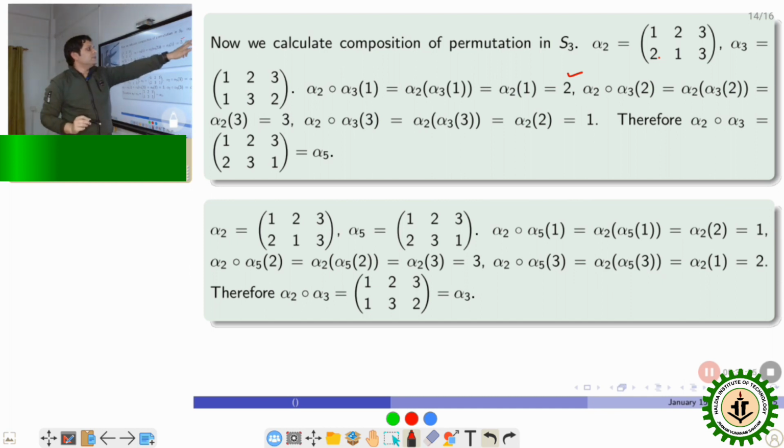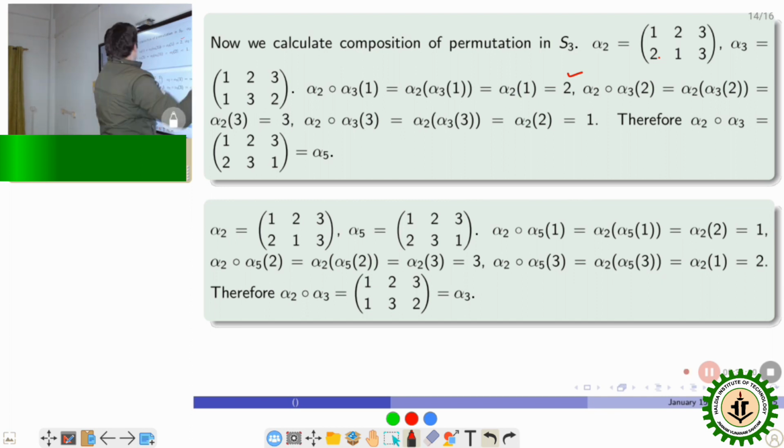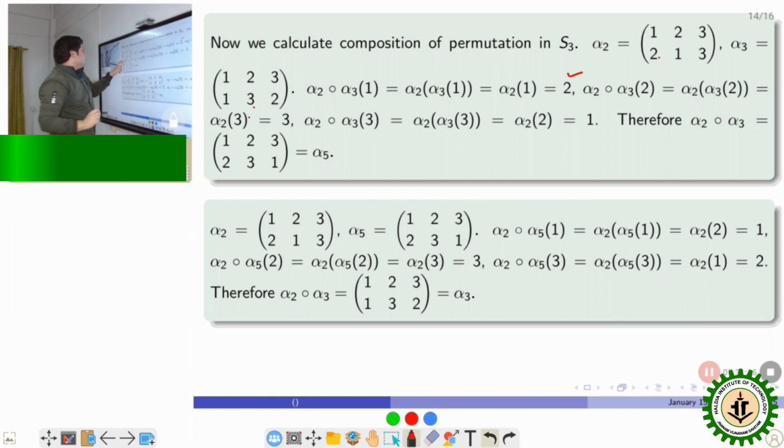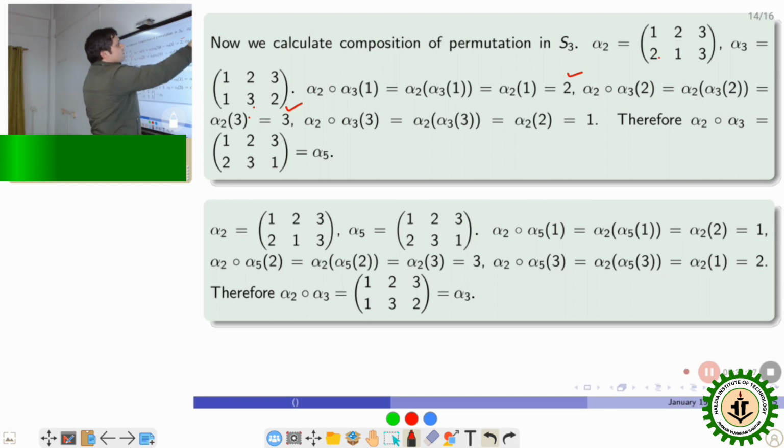Similarly, alpha 2 composition alpha 3 of 2 equals alpha 2 of alpha 3 of 2. Now alpha 3 maps 2 to 3, so that equals alpha 2 of 3. Again, alpha 2 maps 3 to 3, so that equals 3. Therefore, alpha 2 composition alpha 3 maps 2 to 3. Similarly, alpha 2 composition alpha 3 of 3 equals alpha 2 of alpha 3 of 3, which equals alpha 2 of 2, since alpha 3 maps 3 to 2, and alpha 2 maps 2 to 1, so therefore 1.